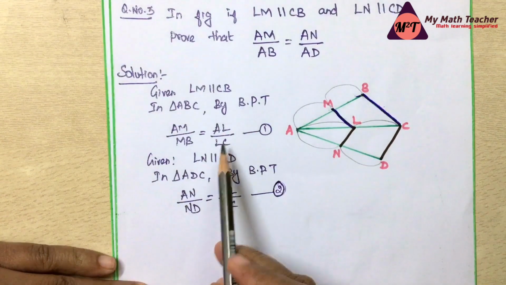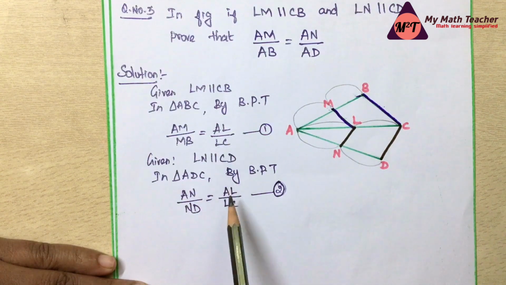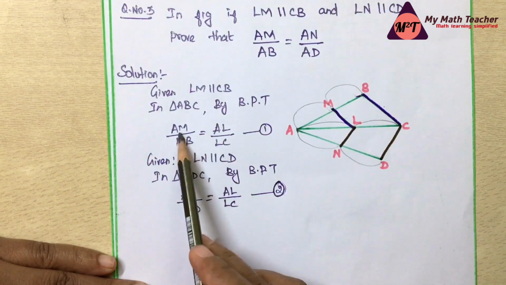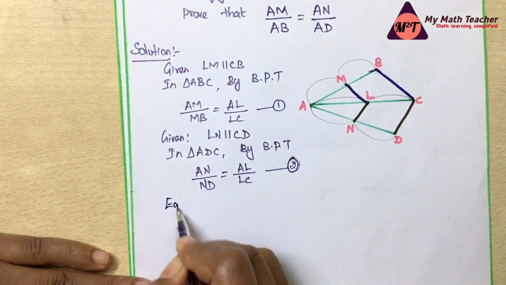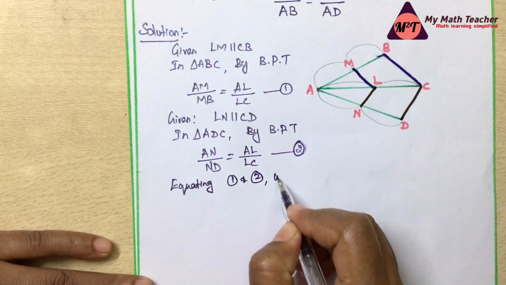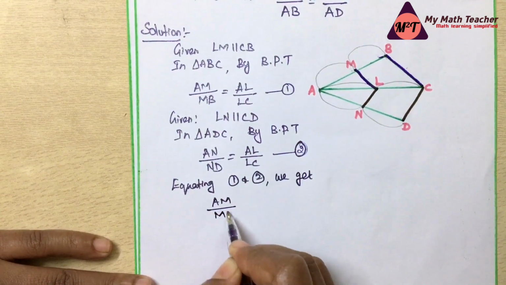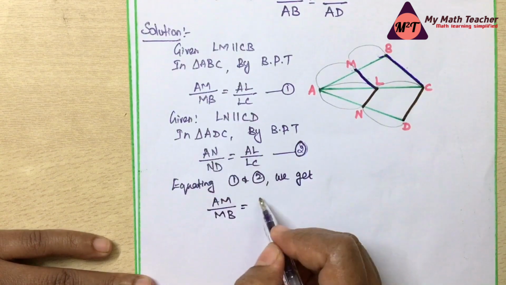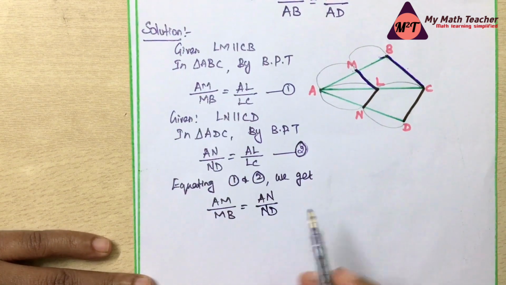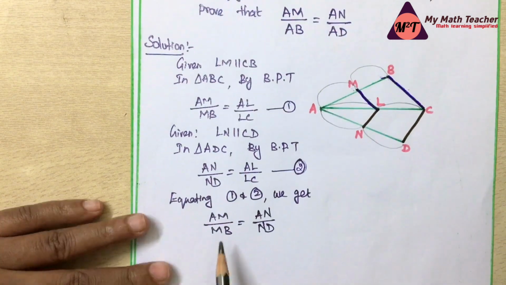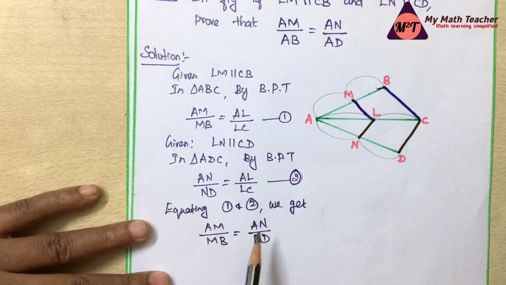So you can see both the LHS are same, AL by LC is the same here. So when the left hand sides are equal, we can say right hand sides both are equal. So we are going to equate 1 and 2. So what we get? We get that AM divided by MB is equal to AN divided by ND.